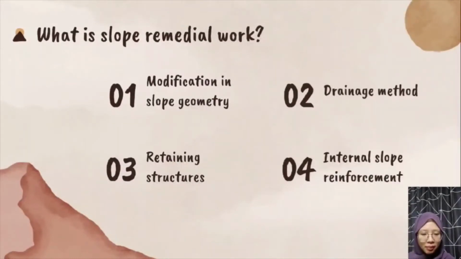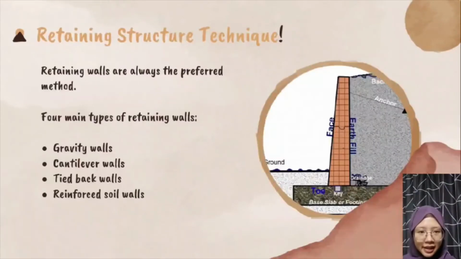Retaining structure technique. Retaining walls are always the preferred method because of their versatility in a confined environment. There are 4 main types of retaining wall. First, gravity wall, in which the foundation of the wall provides the resistance from sliding and overturning. Second, cantilever walls, in which the support is provided from a vertical or inclined cantilever.